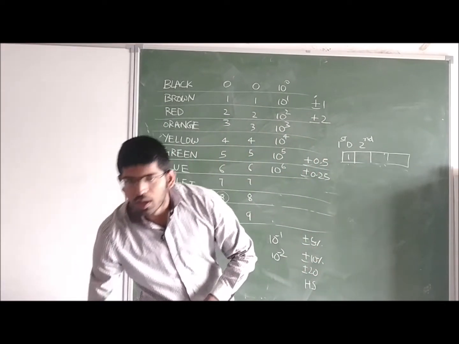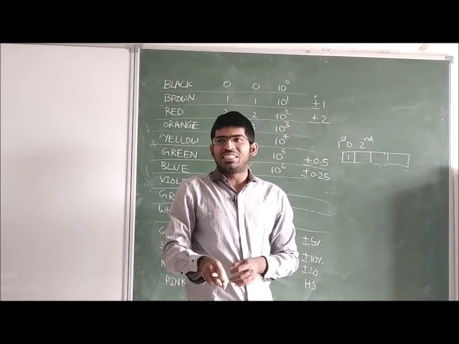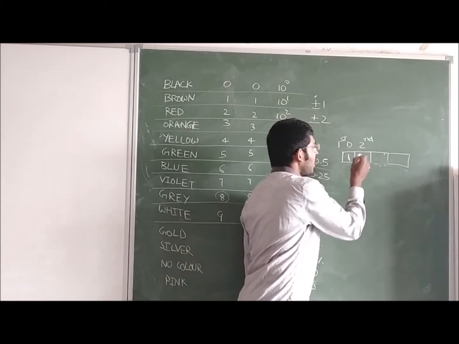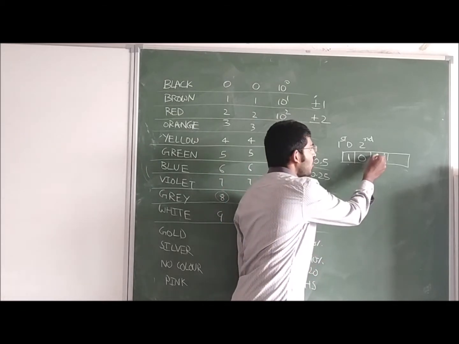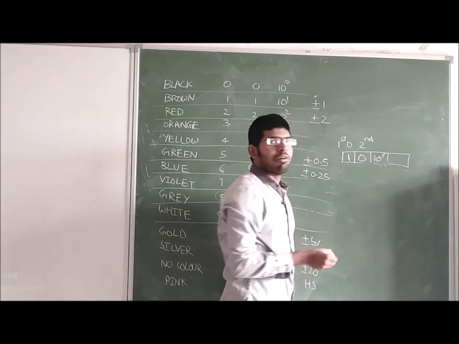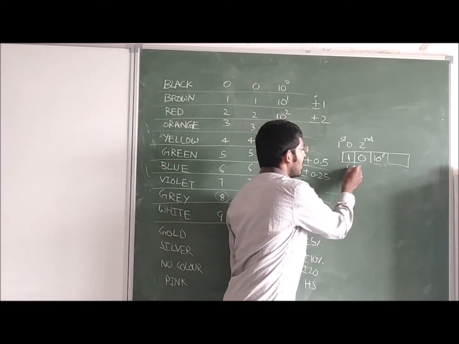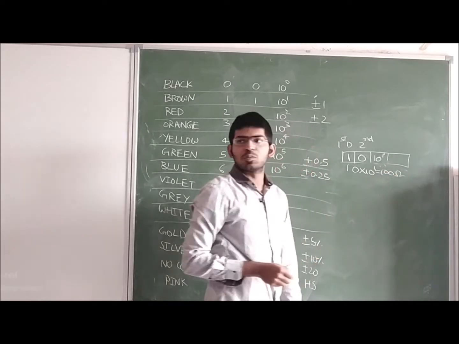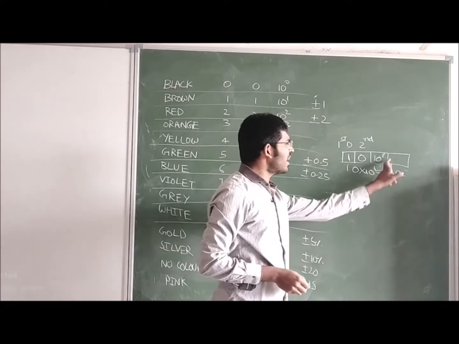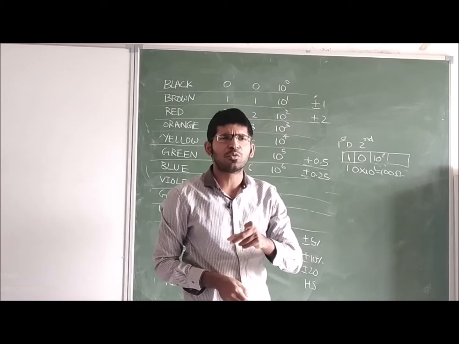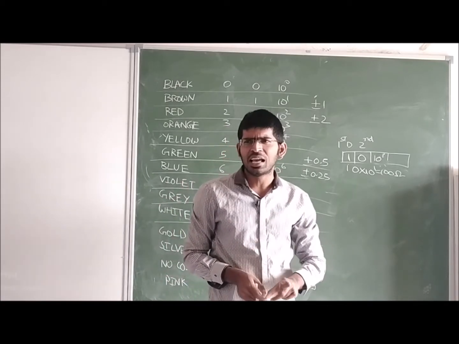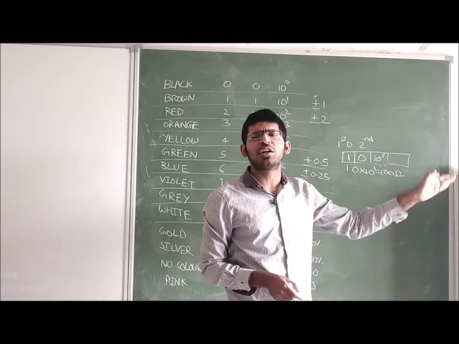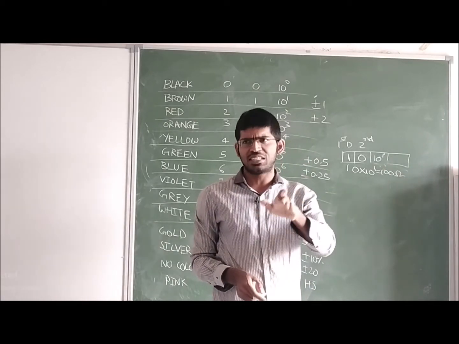Similarly, when I need a 100 ohms resistor, then the first box value is 1, second box value is 0, third box value is 10 to the power 1. So this 10 into 10 to the power 1 gives a 100 ohms resistor. Why are we leaving the fourth box? The fourth box we have kept consciously. I am not writing any value in the fourth box because it is meant for a different purpose. We will discuss it later.